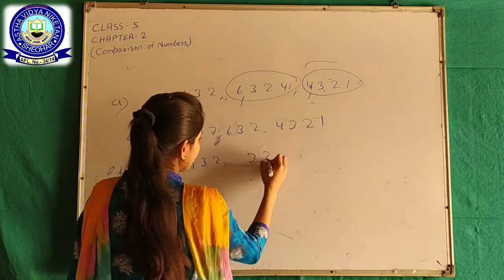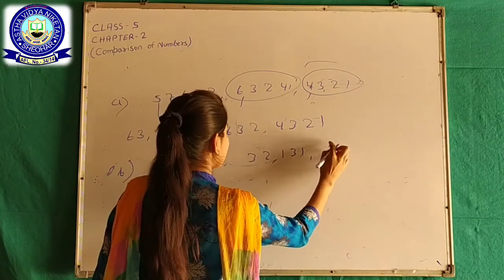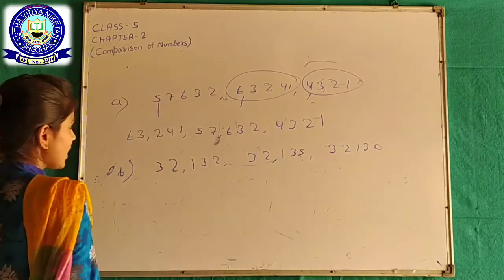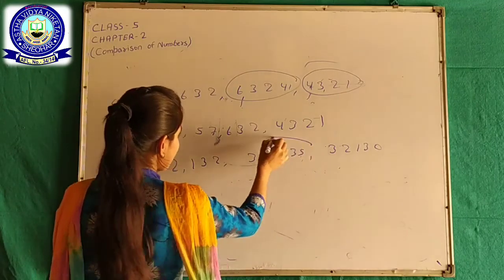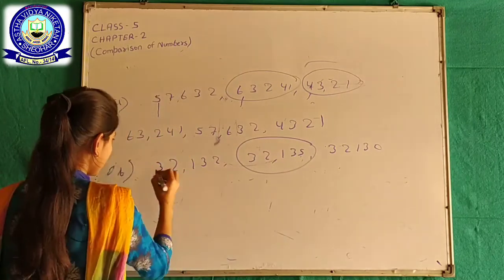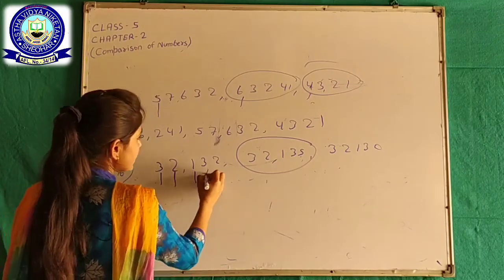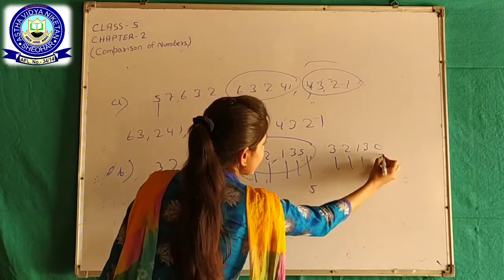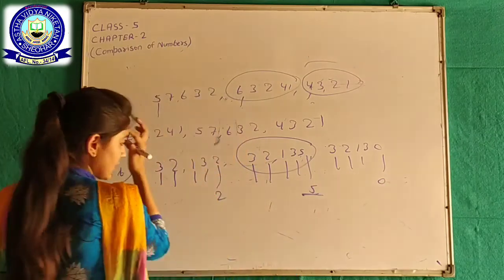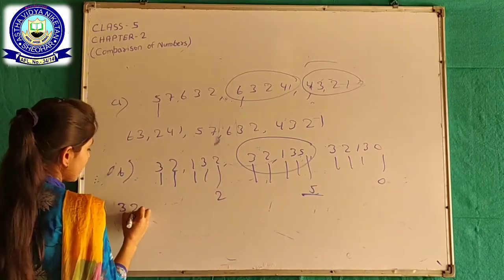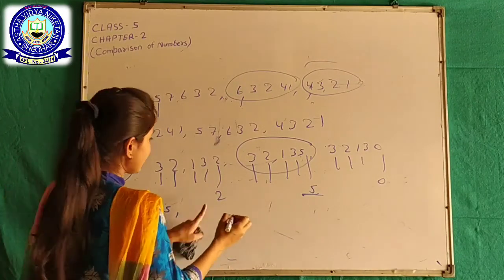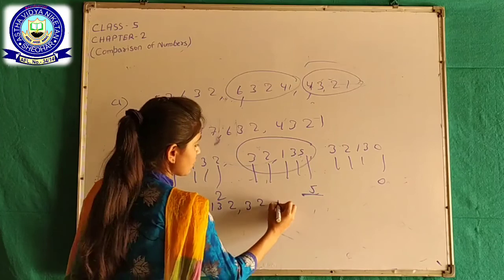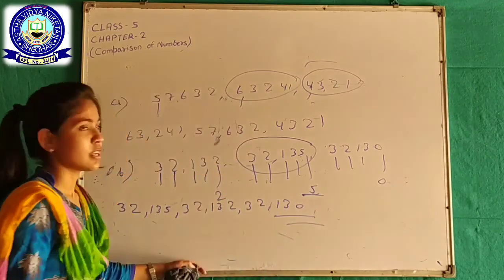Let's see another example. 32,132, 32,131, 32,135, 32,130. Which one is the largest of this series? 32,135 is the largest of this series. Guys, you have to compare all digits. All digits are the same in this series. Lastly, here is 2 and here is 5 and here is 0. 5 is the greatest number of this series. So 32,135 and then 32,132, and lastly 32,130. This is all your chapter.